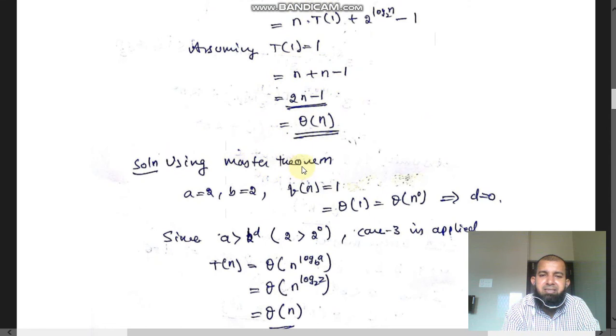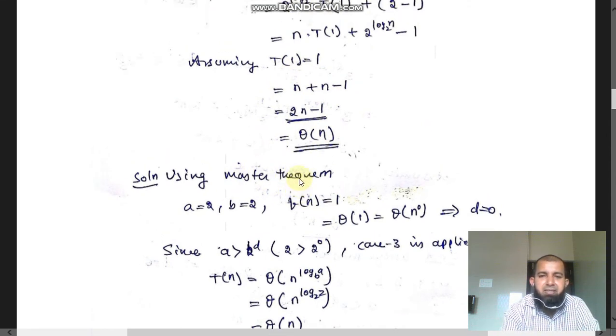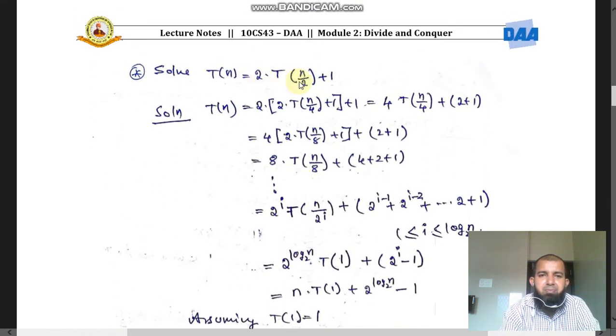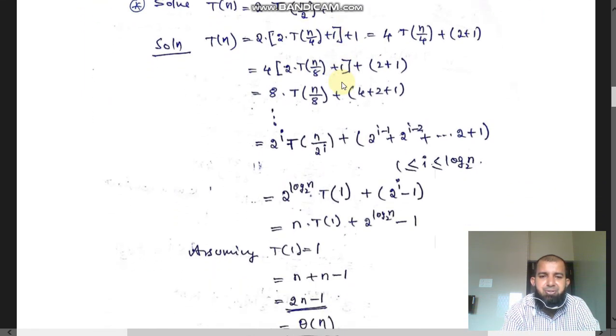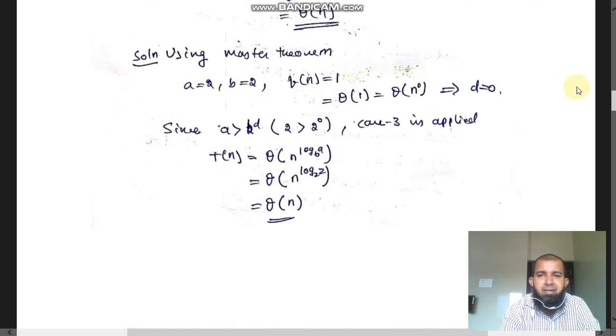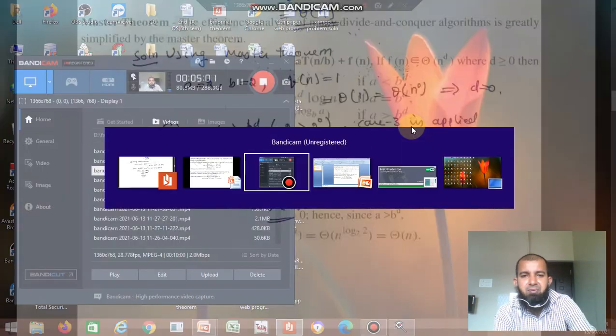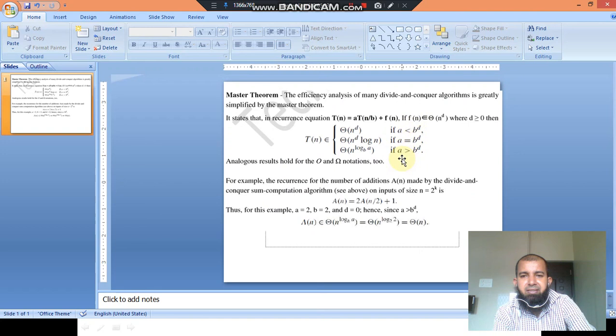Let's see by using the master theorem, what are the a, b and d values? a is 2, b is 2 and d is 0 here. There is no n value here, so d is 0. Here b to the power of d, b to the power of 0, is 1. So a is greater than 1, so it is case 3.